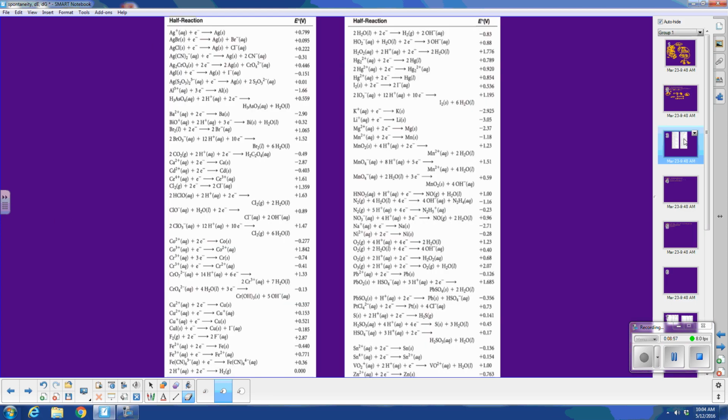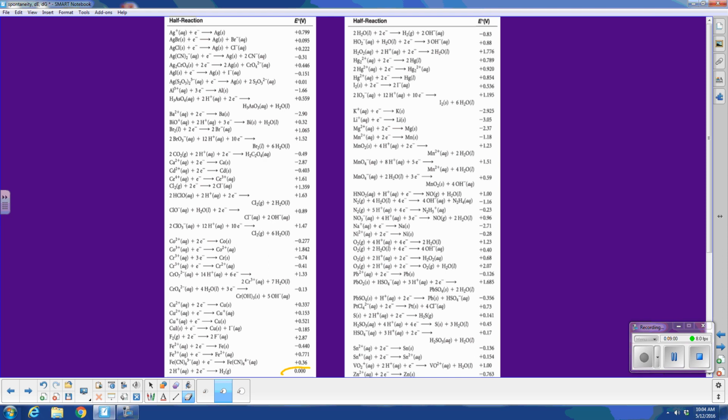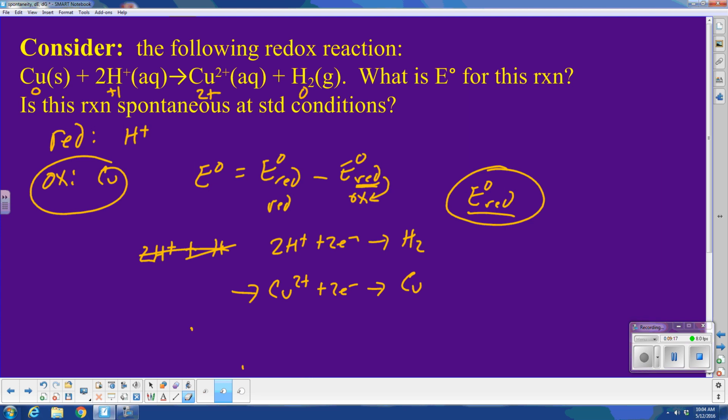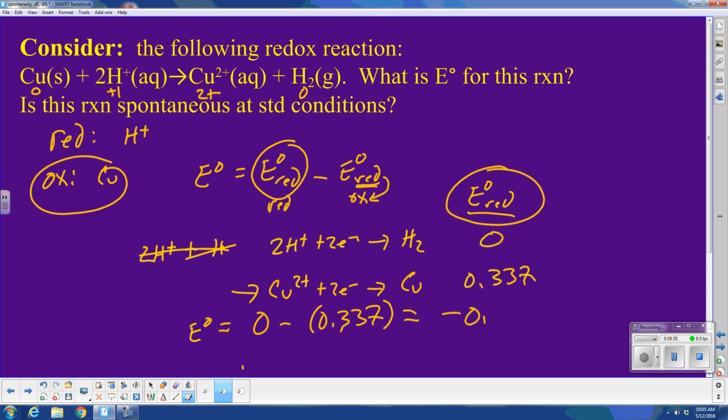There it is. My hydrogen should be 0. Hydrogen is 0. And copper 2+ is, where's my copper 2+? Right there, 0.337. Okay, let's calculate that. So let's go back here. So E° is equal to my standard reduction potential for my hydrogen, which is 0, minus 0.337. Is that right? Good. So this would be 0 minus 0.337, and that gives me a negative 0.337 volts. So that is my potential.